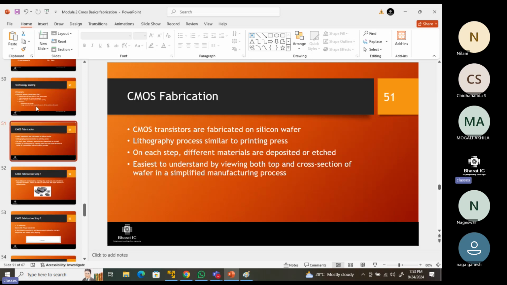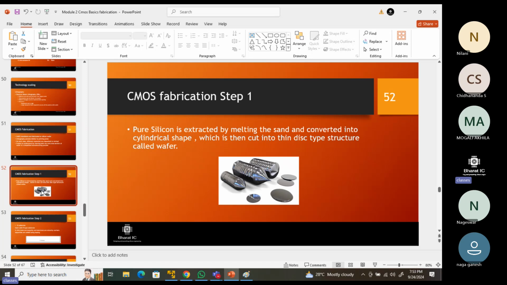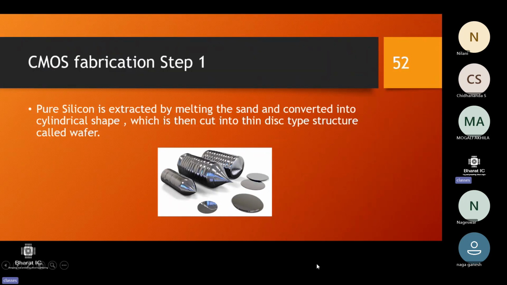Where does the fabrication part start? The CMOS fabrication starts from this part. These are the detailed parts: step one, step two, step three, and how they will be done. In CMOS fabrication, the first step is that pure silicon is extracted by melting sand and converted into a cylindrical shape, which is then cut into thin disc-type structures called wafers.